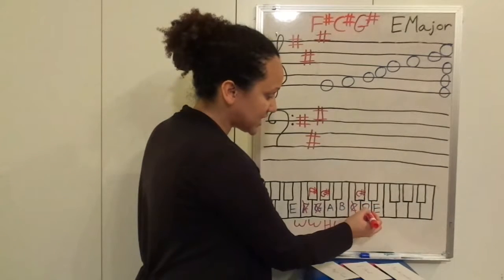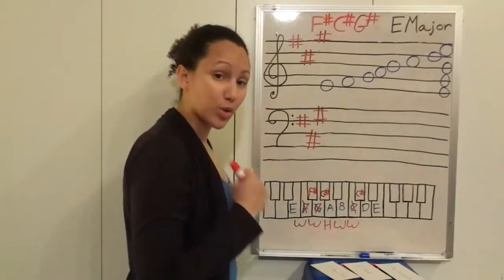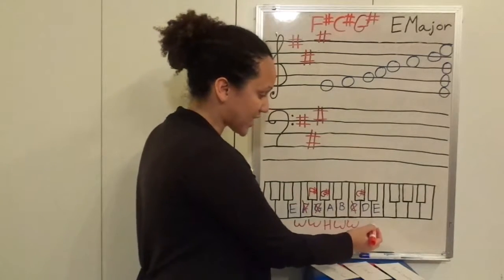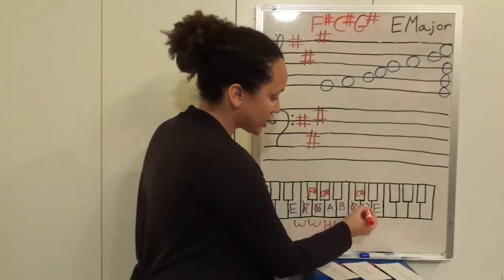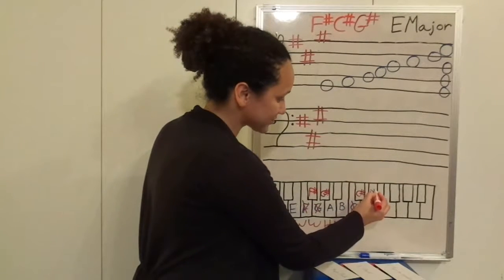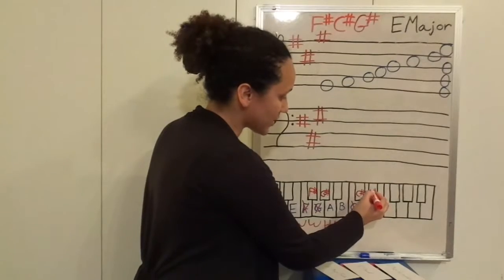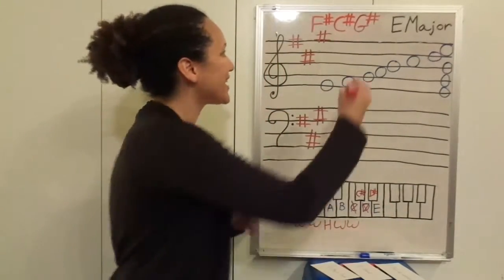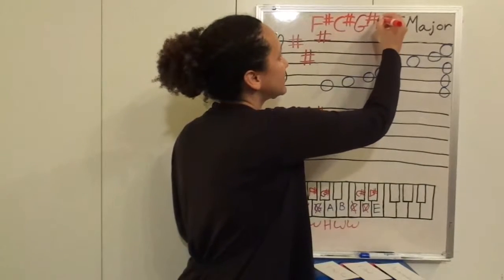But C sharp to D is a half step, and we want a third whole step there. Whole step, half step, whole step, whole step, half step. So we have to change the D to be D sharp. There we are. Now we have 4 sharps. I'll go ahead and add that here as well.